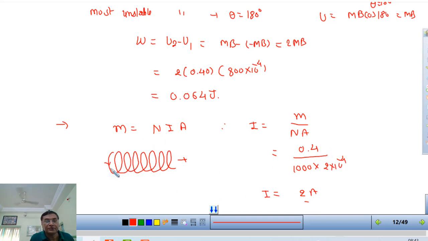This much current will be required. Number of turns here is how many? 1000. And the area, what is the area? The area is 2 into 10 raised to minus 4 meter square. Okay.